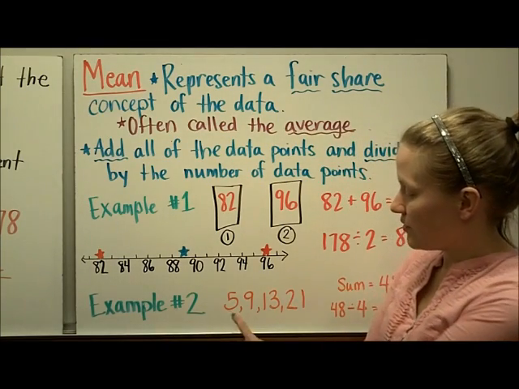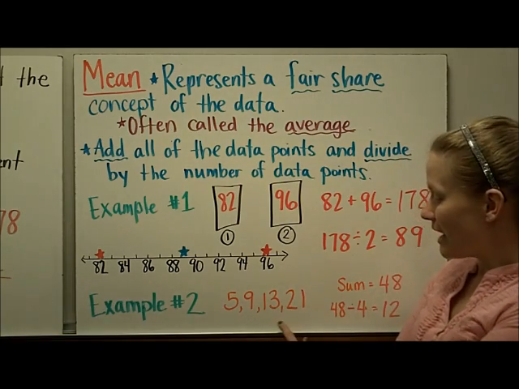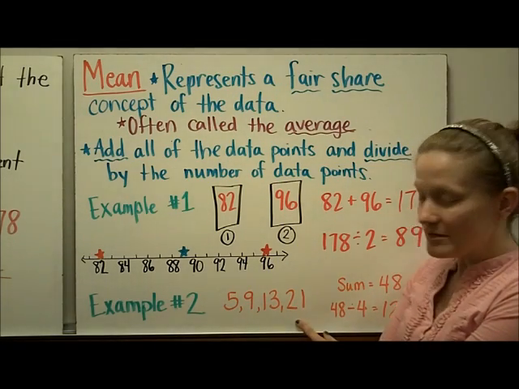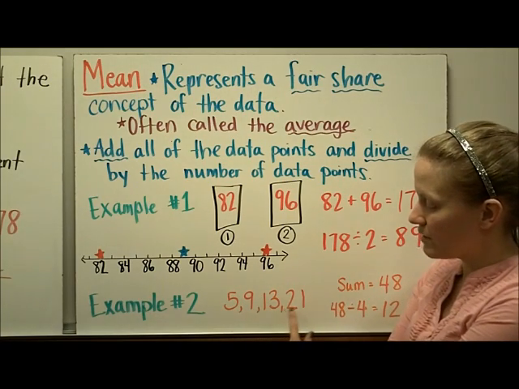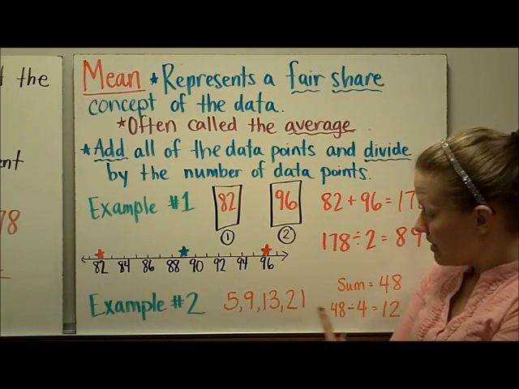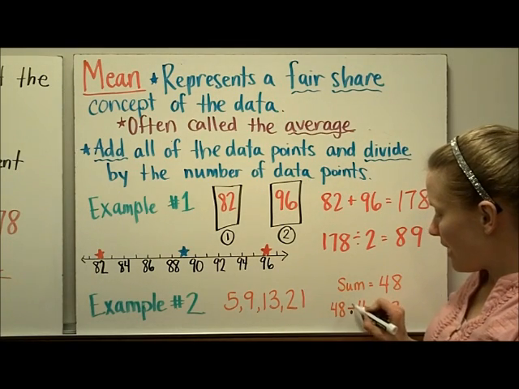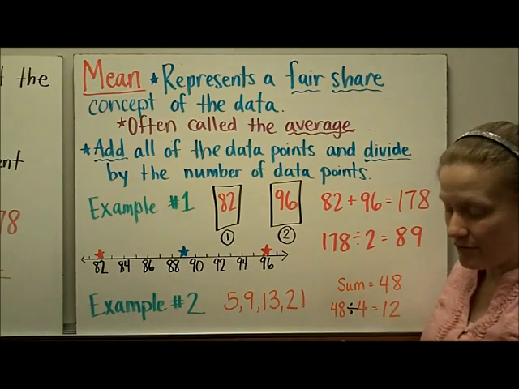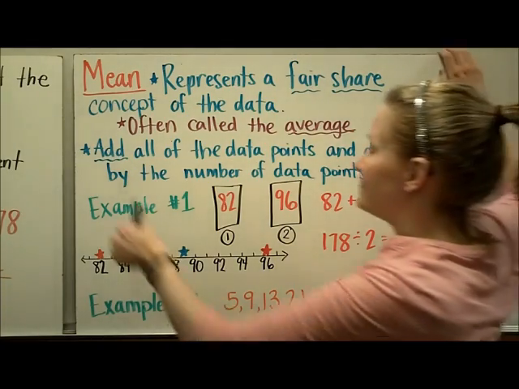Here's a second example. We have the numbers 5, 9, 13, and 21 in our data set. I added all of these up to get the sum of 48. I had 1, 2, 3, 4 pieces of data, so I'm going to divide by 4, and my mean or average was 12, because 48 divided by 4 is 12.